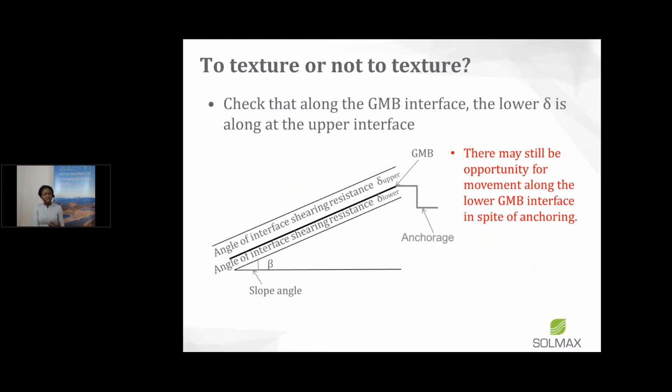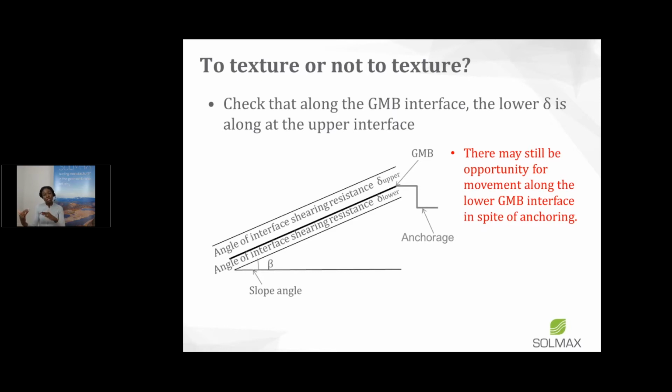Another aspect to look at to decide if you should texture or not texture is to check the geomembrane interface. If you're going to have a lower value of friction angle, make sure it's at the upper surface of the geomembrane and not below the geomembrane. Because what happens is if you have a higher friction angle over the geomembrane and you have a lower one beneath, the geomembrane is anchored. So even though it's anchored, there might still be room for movement, right?